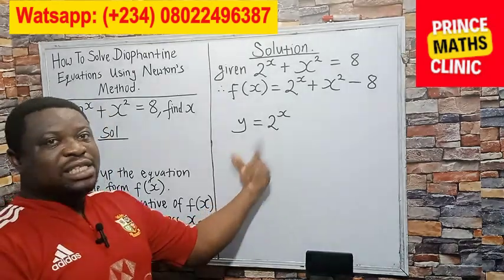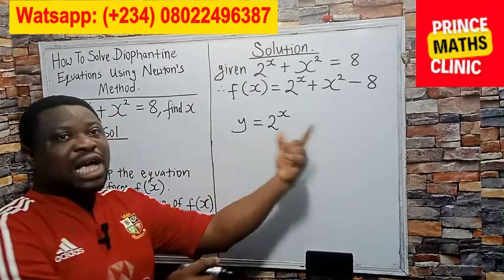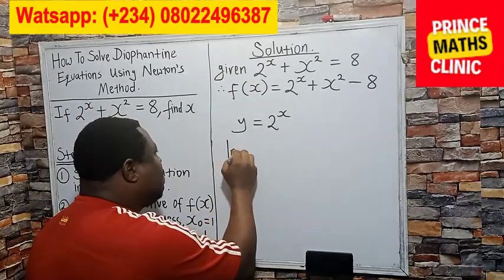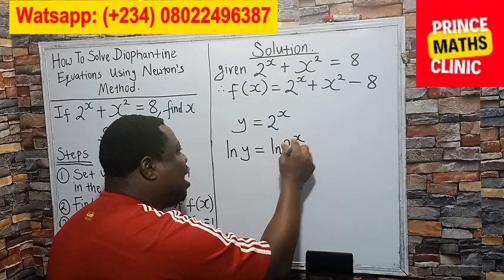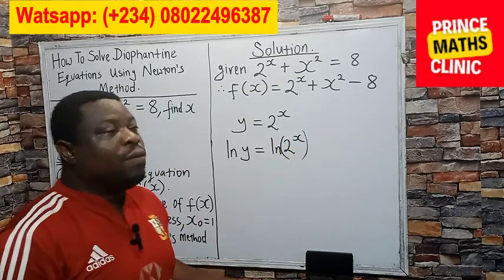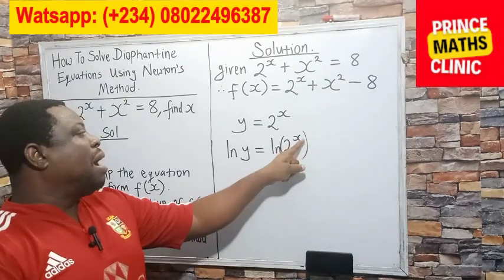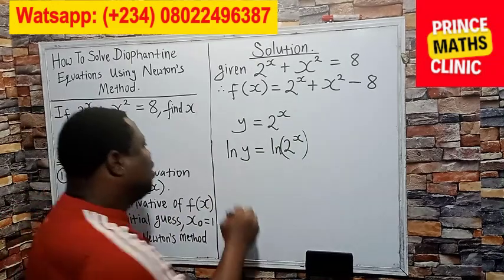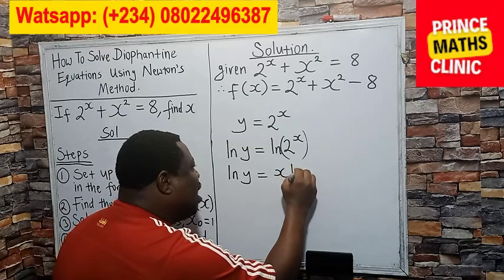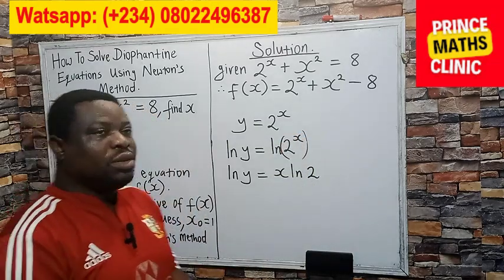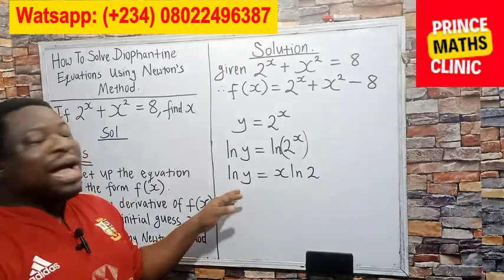To differentiate something like this, all you need to do is to take the natural log of both sides, which is ln. So, I'm going to ln both sides. If I ln, this becomes ln y, then this becomes ln 2 to the power of x, right? Good. So I can now use the rule that says when a log is carrying a power, the power multiplies the log. I can use it here. So this becomes ln y is equal to x ln of 2.